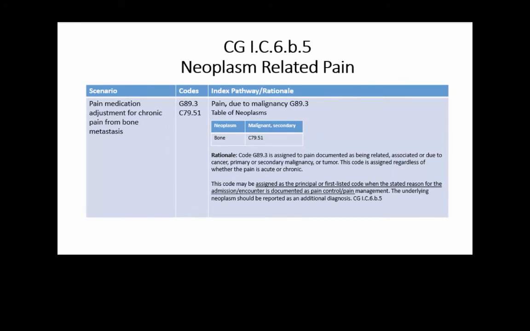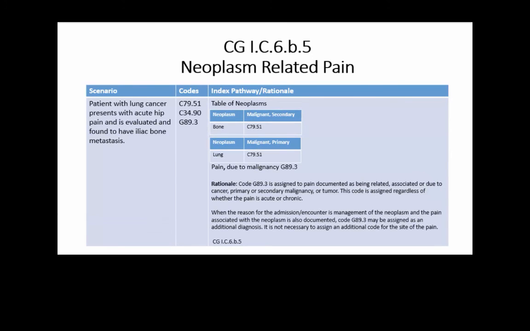Here's an example. Patient is admitted for pain medication adjustment for chronic pain from bone metastasis. The admission is for the pain due to the malignancy. So that would be your principal diagnosis, G89.3. We would assign the bone cancer, which if it's a metastasis, it's a secondary malignant code. So going to the table of neoplasms, you would see bone and then the column that says secondary malignant, and that would be C79.51 would be your additional code or your secondary code. Notice again that the reason for the encounter or the admission is what determines your principal diagnosis.